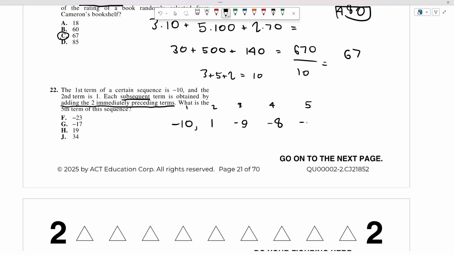It's going to give me negative 17. Okay? That one is G. Again, to visualize that, you can do this. You can also make a table.